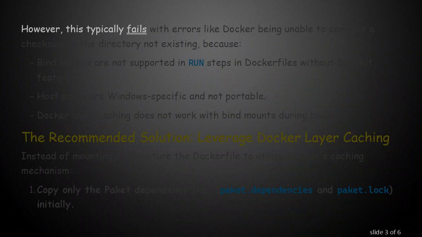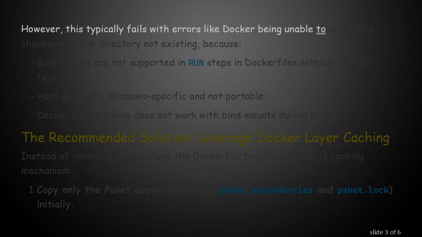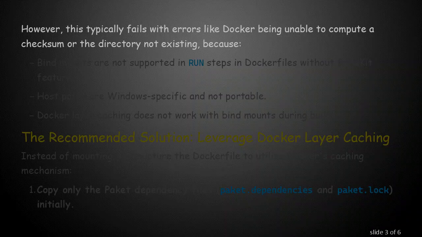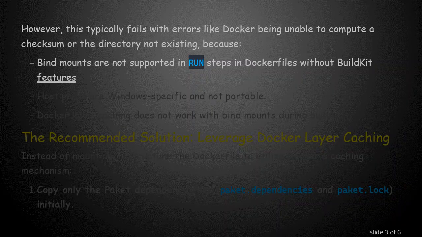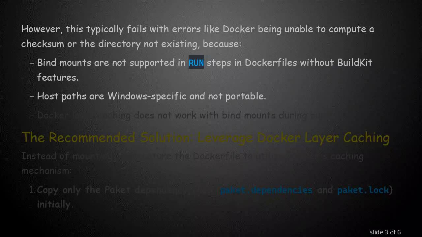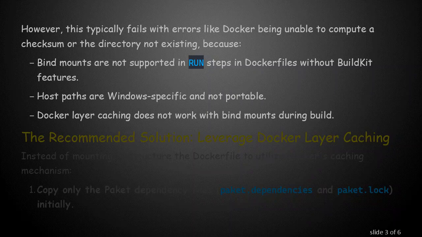However, this typically fails with errors like Docker being unable to compute a checksum or the directory not existing, because bind mounts are not supported in run steps in Dockerfiles without BuildKit features. Host paths are Windows-specific and not portable. Docker layer caching does not work with bind mounts during build.